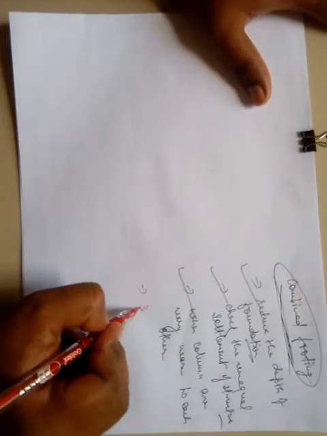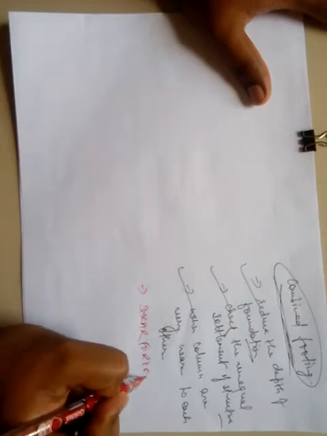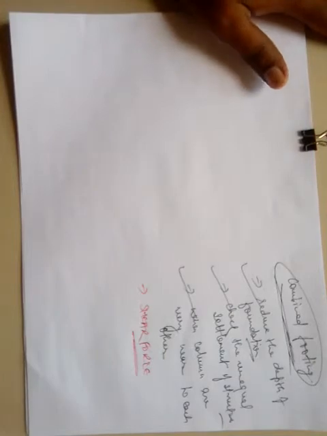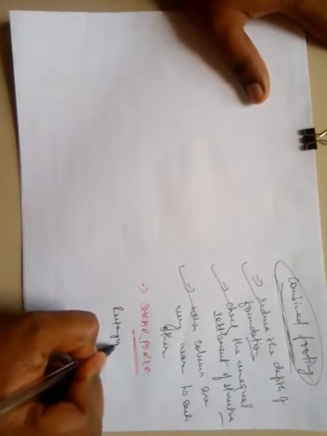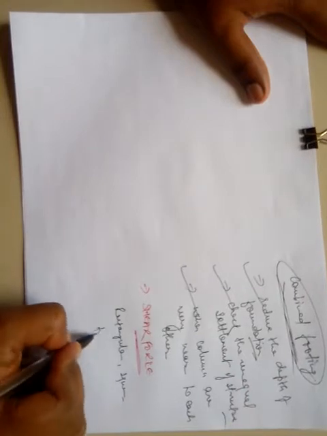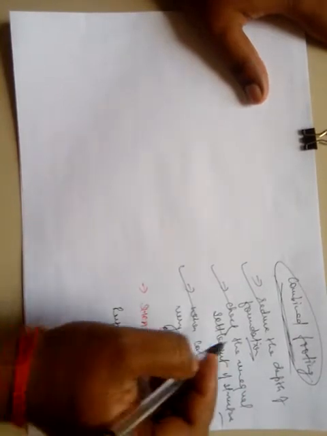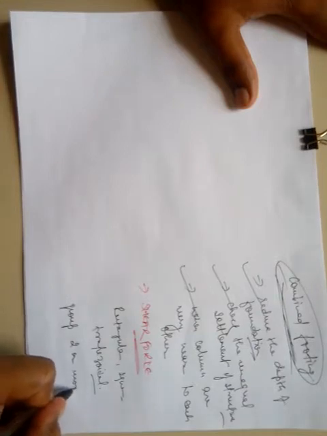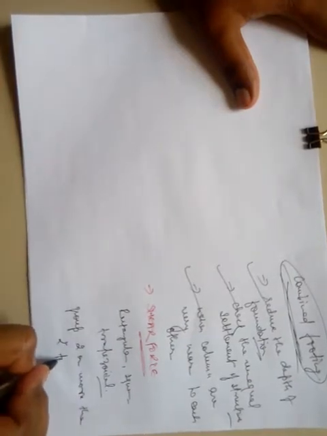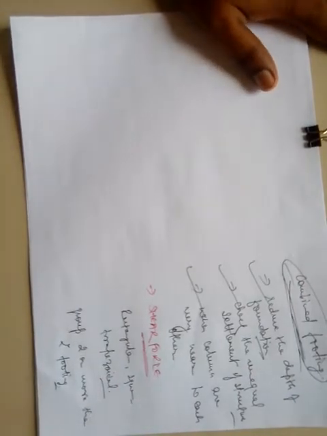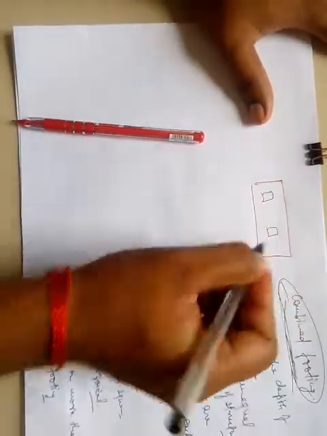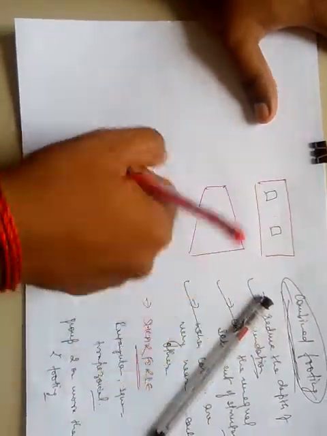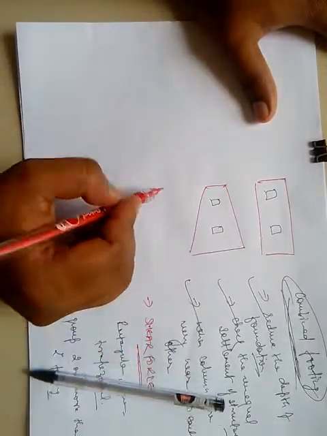In combined footing, shear force calculation is very important. It may also be in various shapes like rectangular, square, or trapezoidal. Combined footing is a group of two or more than two footings in a single footing. So it may be like this, or this.